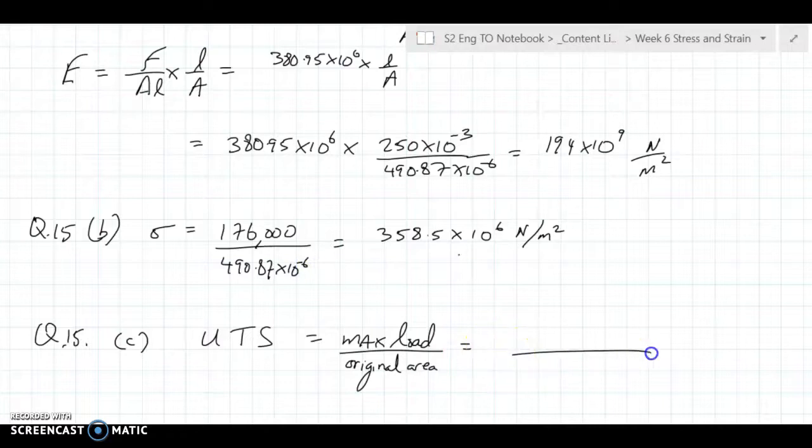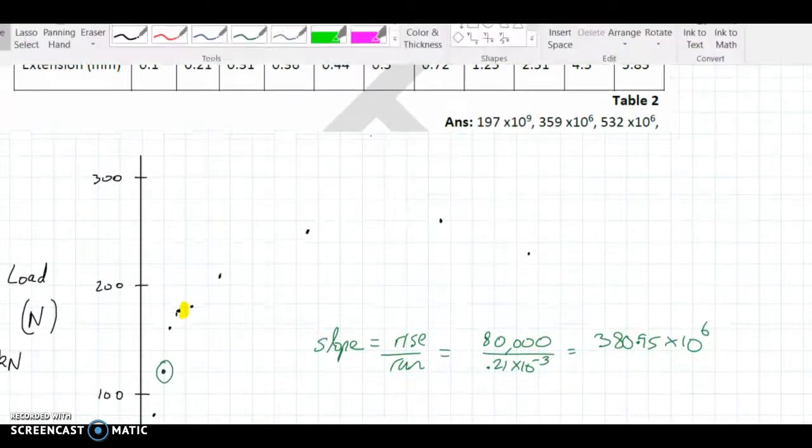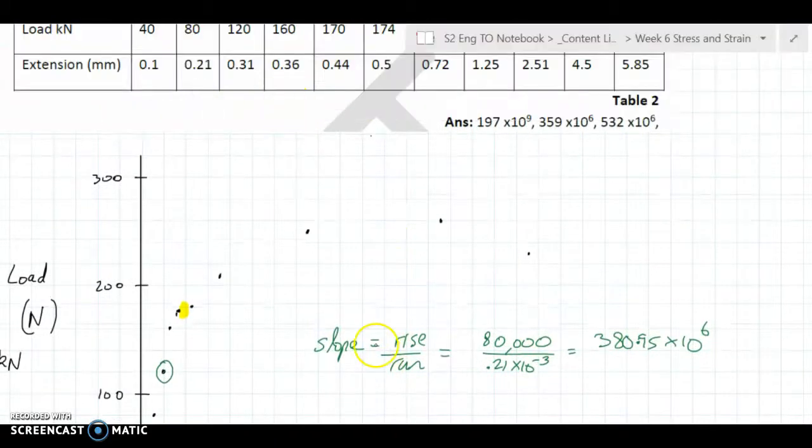Right? Now, original area is 490.87 by 10 to the minus 6. And our max load, we get that from the graph. So if we look at our graph, it maxes out here between these 2 points. Do you see this here? Our graph is going up here and dipping down here.